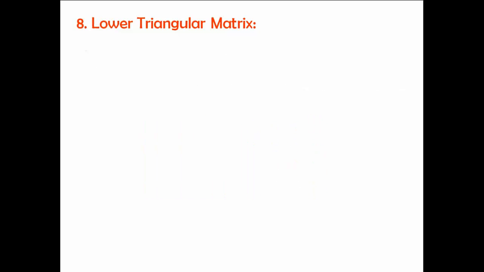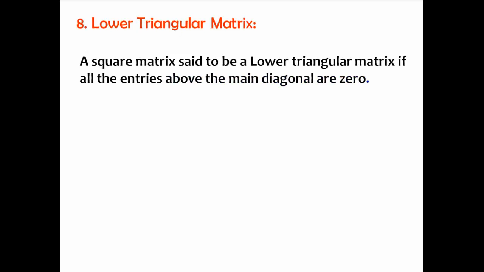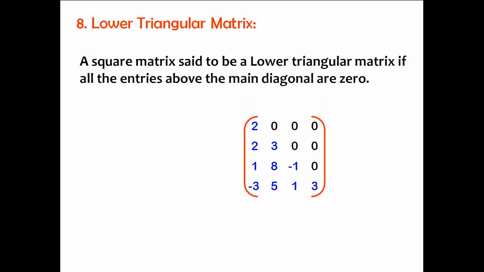Similarly, 8. Lower triangular matrix. A square matrix is said to be a lower triangular matrix if all the entries above the main diagonal are 0. The blue area here represents the lower triangle.